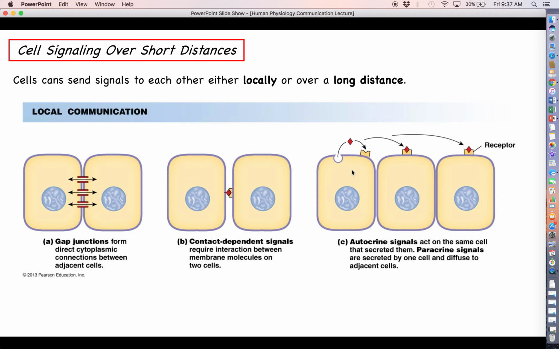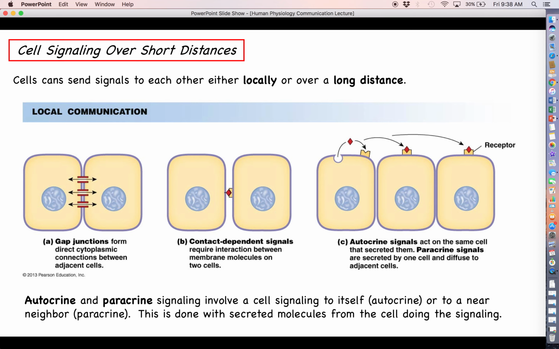A paracrine signal will involve a signaling molecule, which is denoted by this little red diamond shape here. The signaling molecule is secreted by the cell that is sending the message, and then it travels through the interstitial fluid to a cell that is somewhat nearby. So you can see this cell here on the far right receives that message from the cell on the far left here. The little red diamond signaling molecule binds to a receptor protein on the cell that is going to receive the message. And we will have a lot more to say about receptor proteins later on.